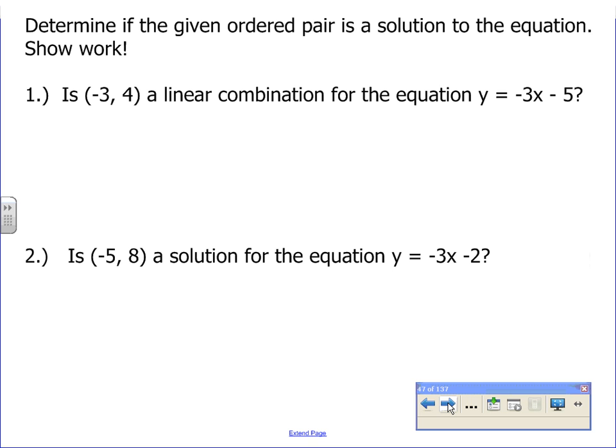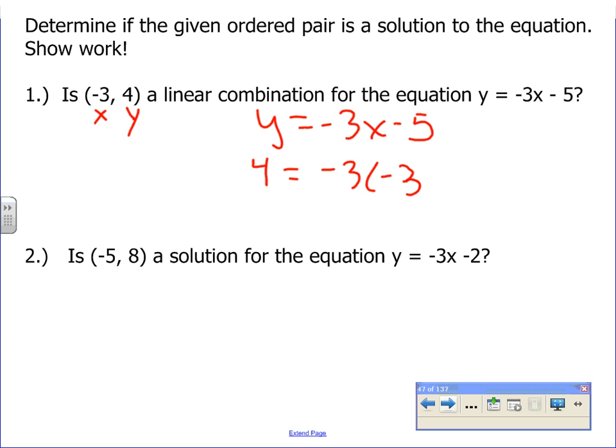Okay, let's do another one. Example 1. We're going to do one more together here. Is (-3, 4) a linear combination for y equals -3x minus 5? So let's check. Very first thing I want you to do is write down underneath the ordered pair what is x, what is y. Plug them in. Let's see if it's true or not. So we have y equals -3x minus 5. Plug 4 in for y. Plug -3 in for x.